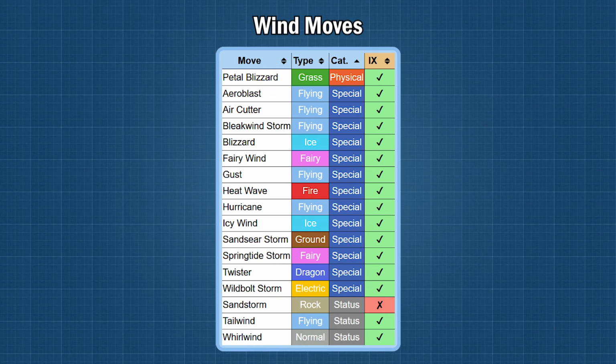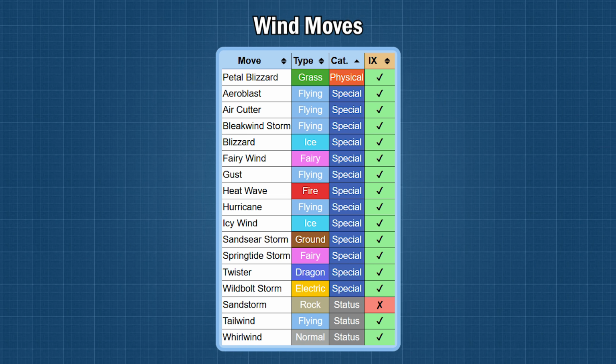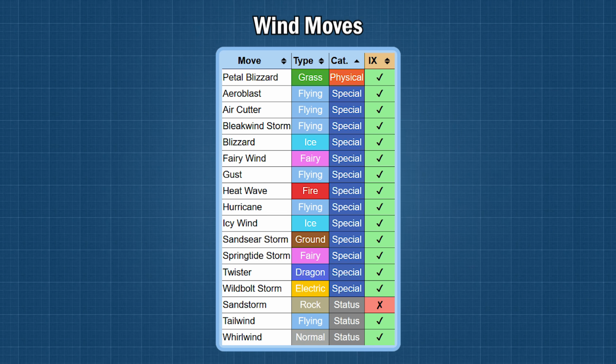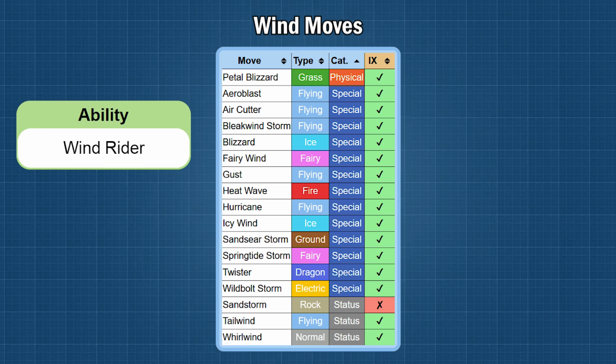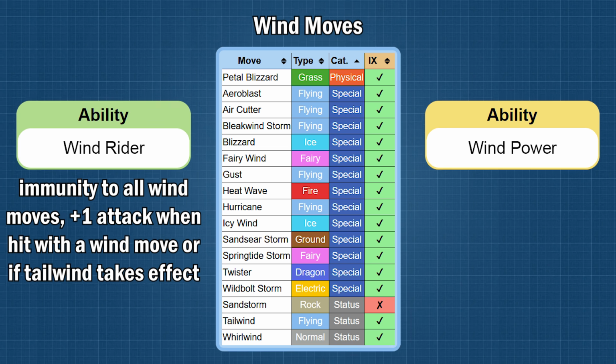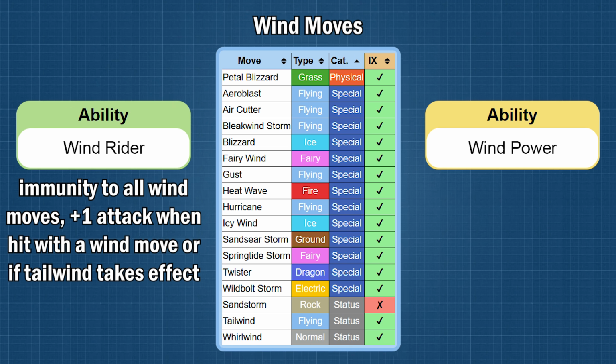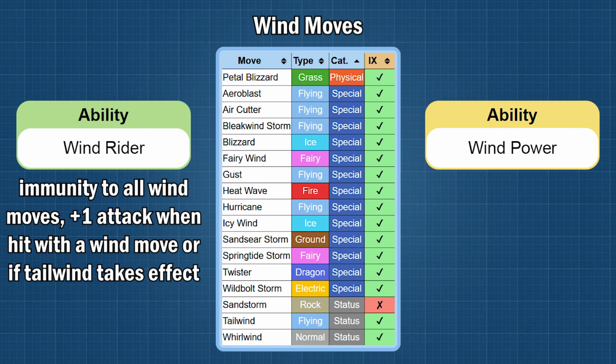Lastly, we have Wind moves. These are all attacking or status moves that are generally described with the words Wind, Storm, Air, or something in that realm. Wind moves interact with the abilities Wind Rider and Wind Power. Wind Rider grants the user immunity to all wind moves, and boosts the user's attack by 1 stage when hit with a wind move, or if Tailwind takes effect on the user's side of the battle.